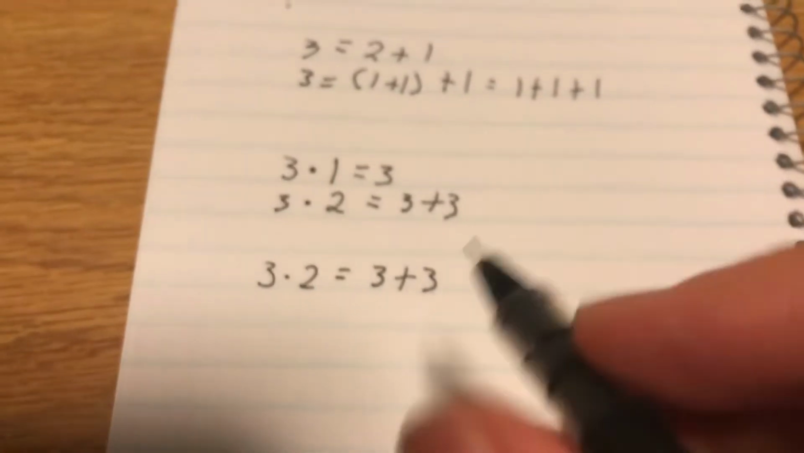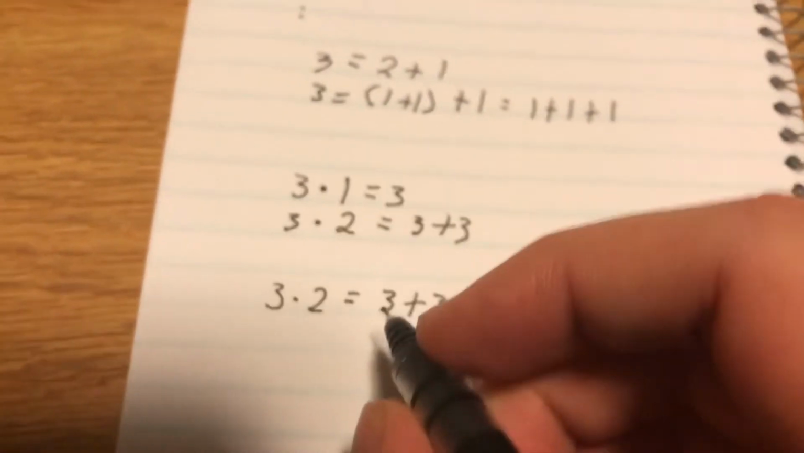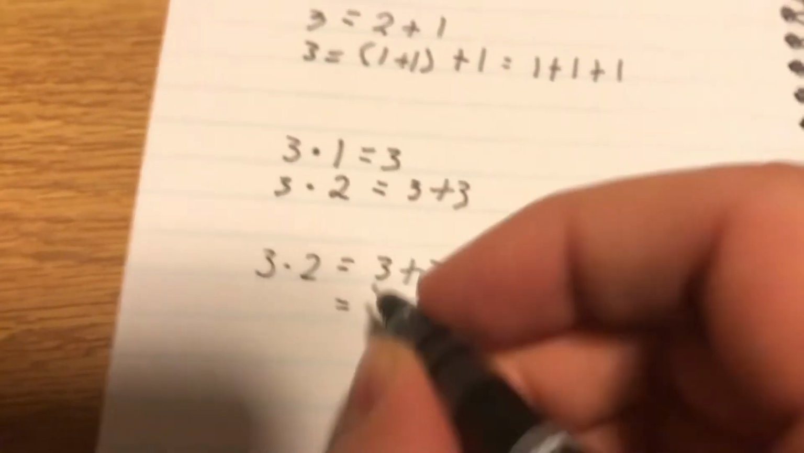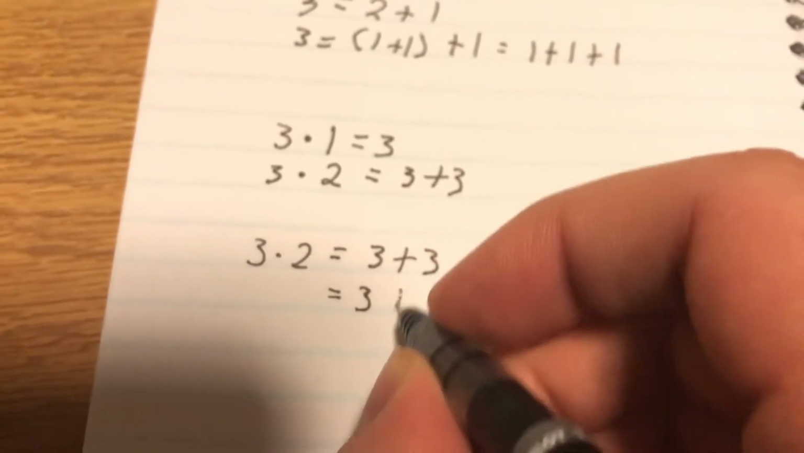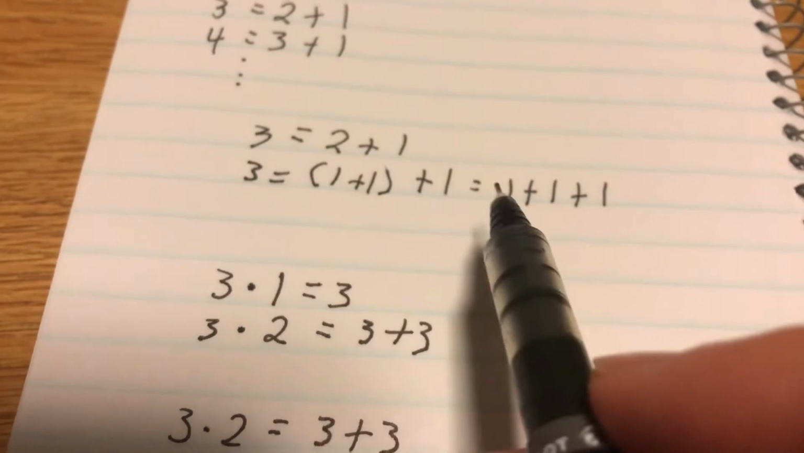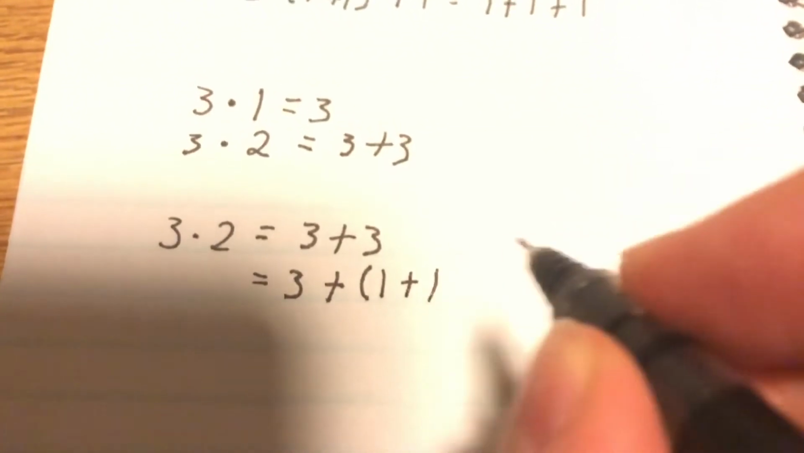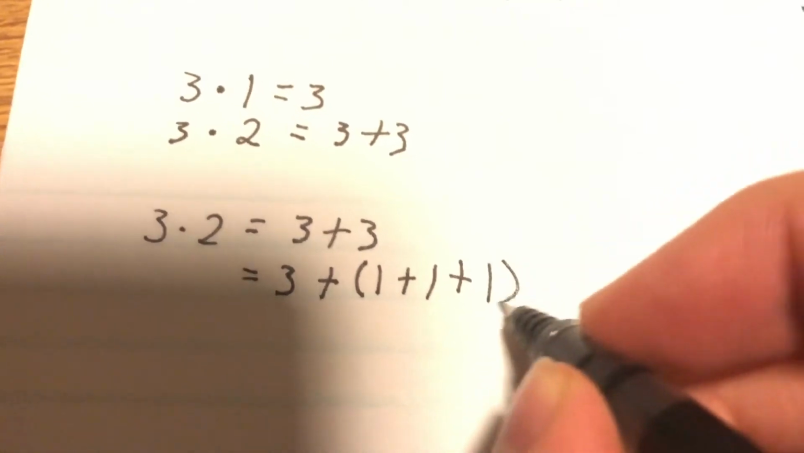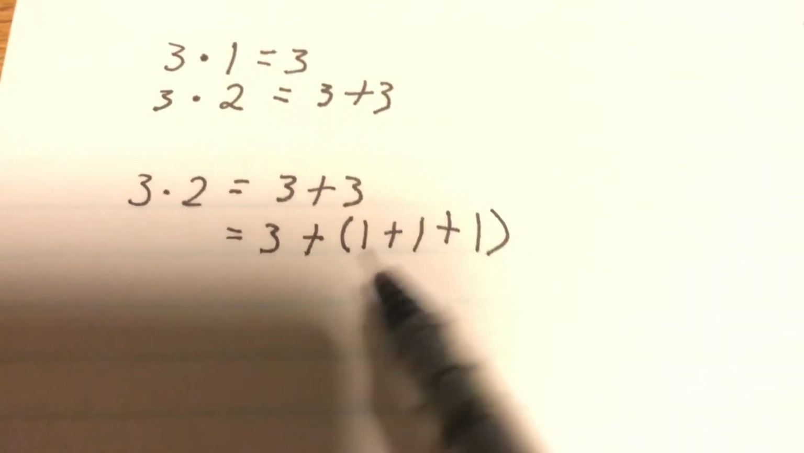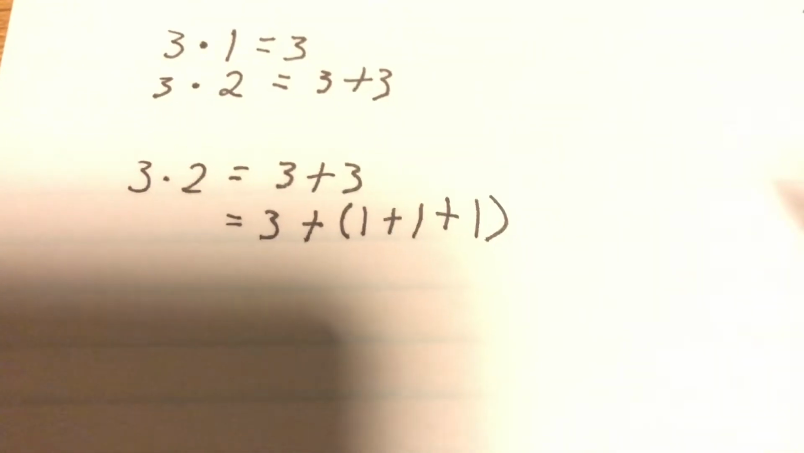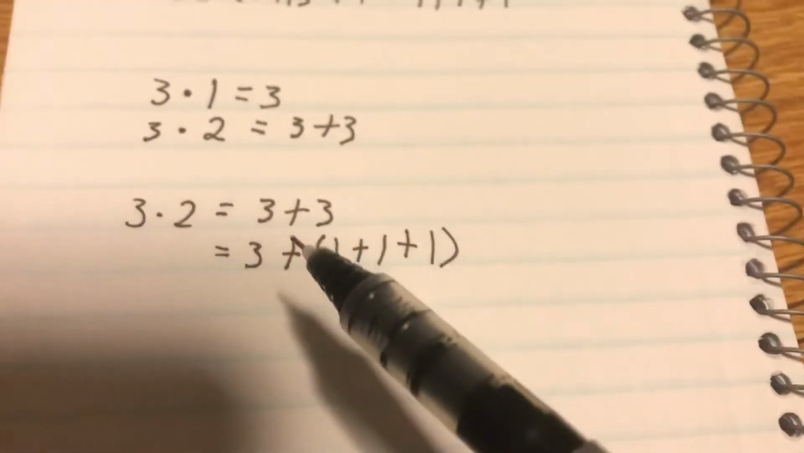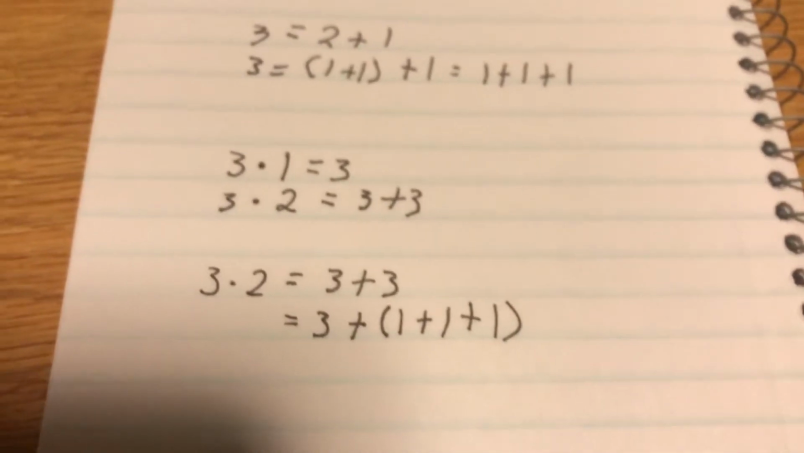So now we're going to say, okay, well, what is 3 plus 3? Well, 3 plus 3 is the same as saying 3 plus... Now, again, we figured out that 3 can be 1 plus 1 plus 1, so I'm just going to go ahead and do that right now. 1 plus 1 plus 1 plus 1. All right, so now we have that, right?